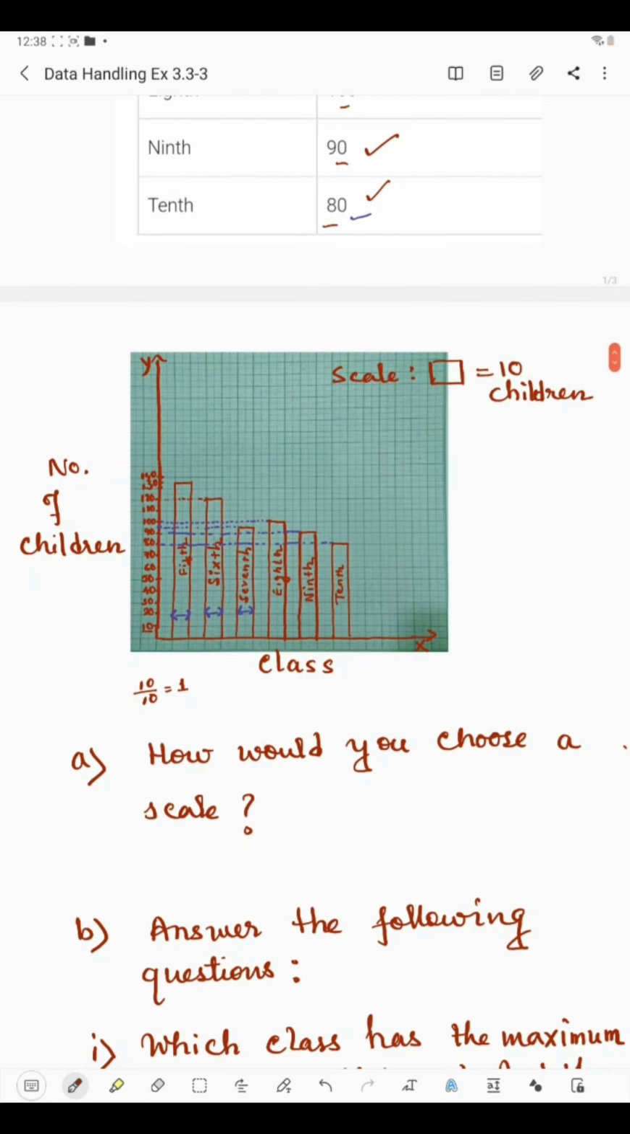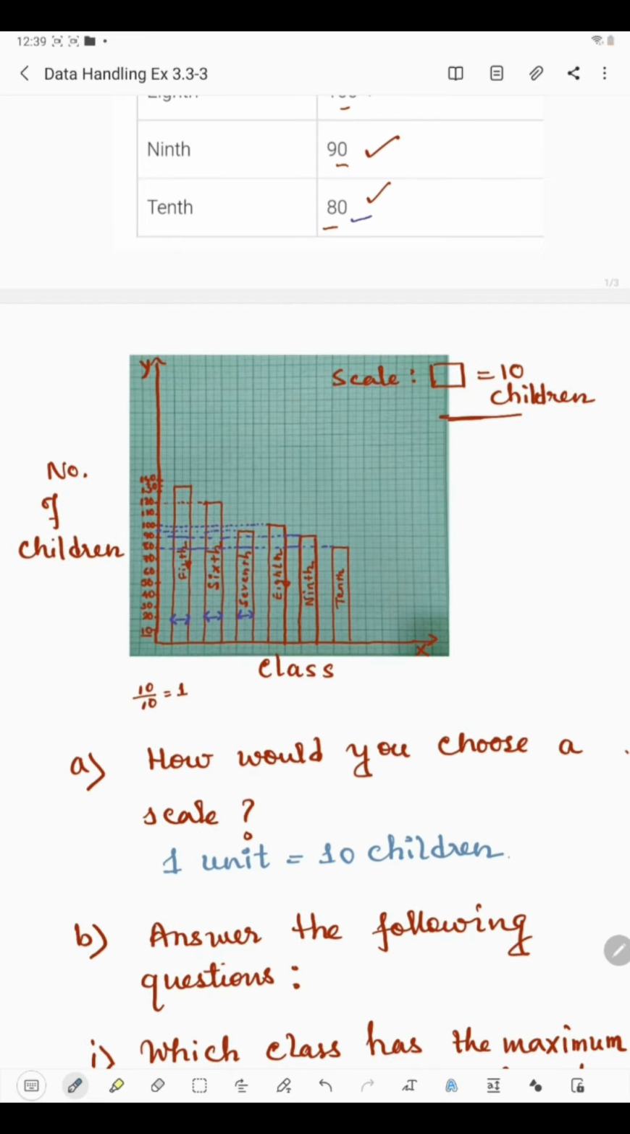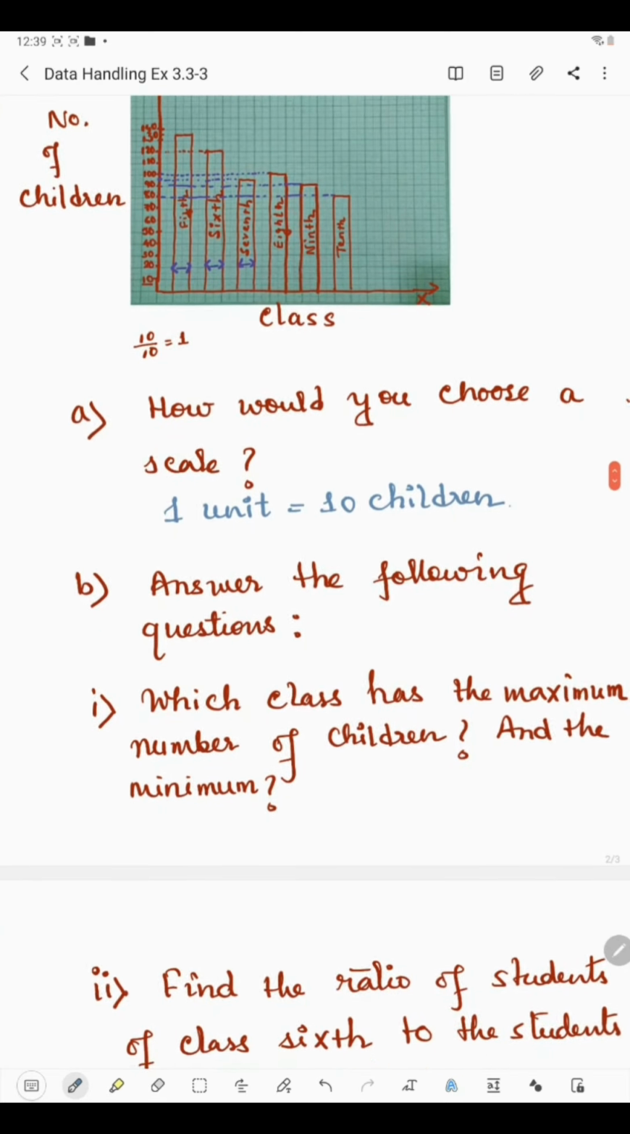In the first part we have how would you choose a scale. So here we have taken one box is equals to 10 children, right? So we will write 1 unit, one box means 1 unit is equals to 10 children. Okay. Now in the B part we have to answer the following questions, and under B part we have two questions.